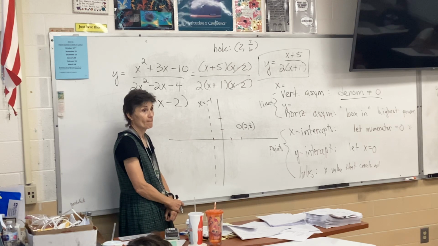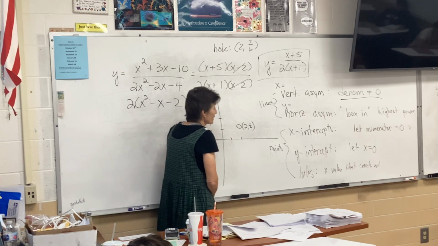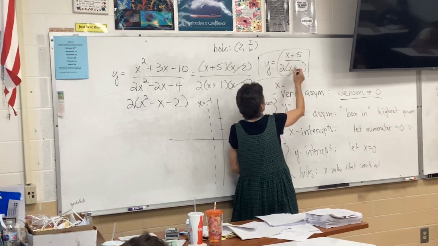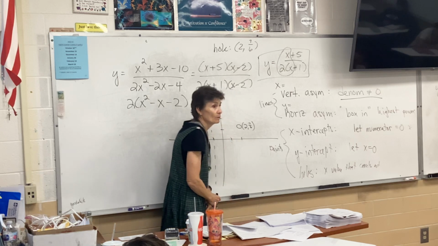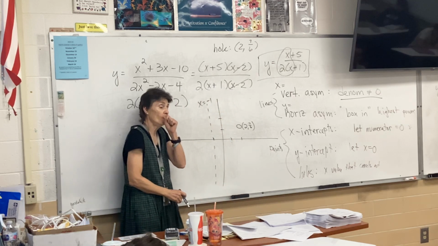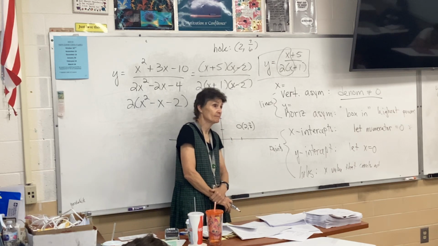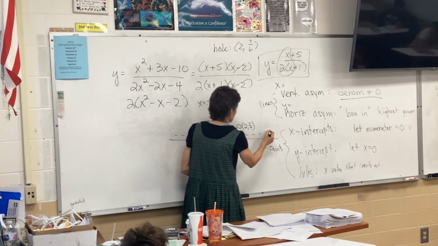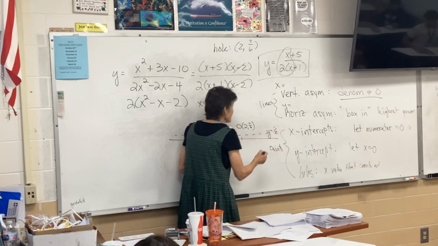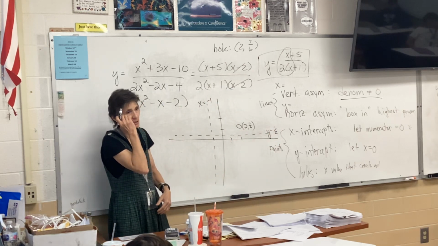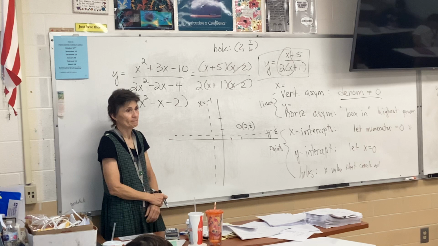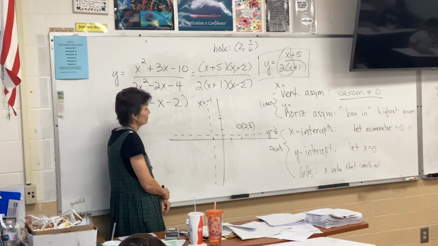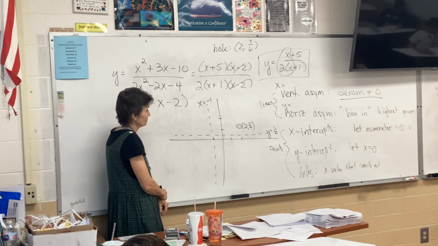All right, what else do we have? Cindy? The horizontal is 0. Actually, it's not, Cindy. Actually, the horizontal is going to be 1/2, because it's 1x over 2x. So my horizontal asymptote is 1/2. Now, can it be 0 in some problems? Absolutely. But it isn't in this one.